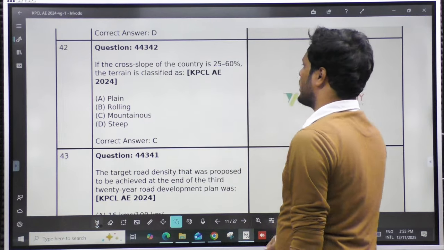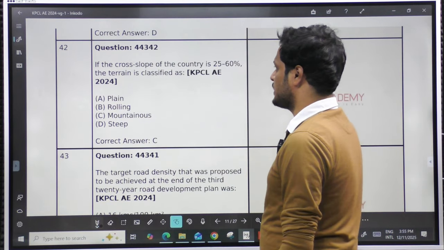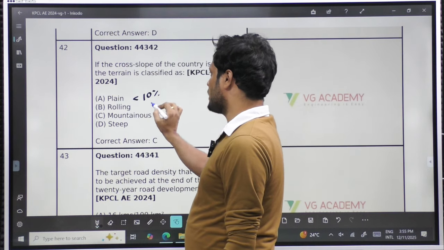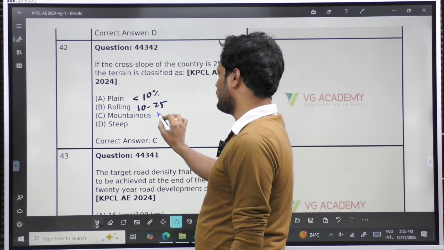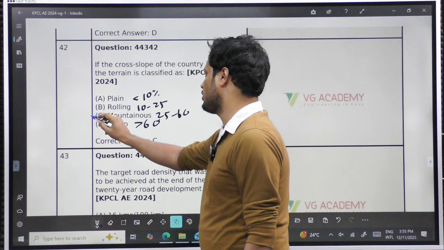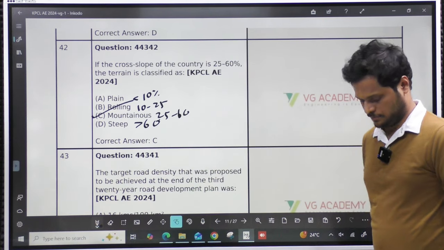If the cross slope of a country is 25 to 60%, then the terrain is classified as? For plain it is less than 10%, for rolling it is 20 to 25, for mountainous 25 to 60, and for steep greater than 60. So 25 to 60 is mountainous.